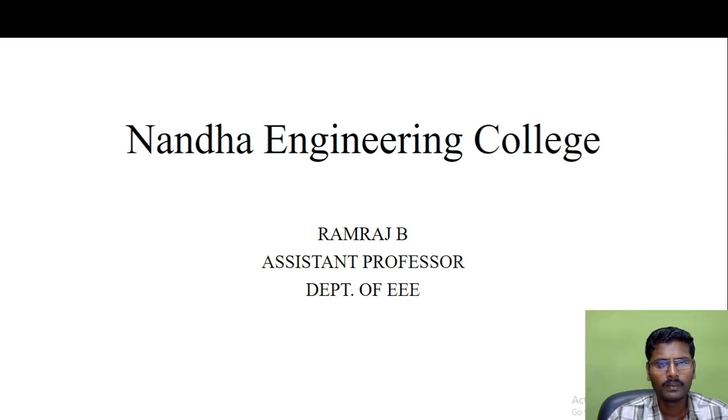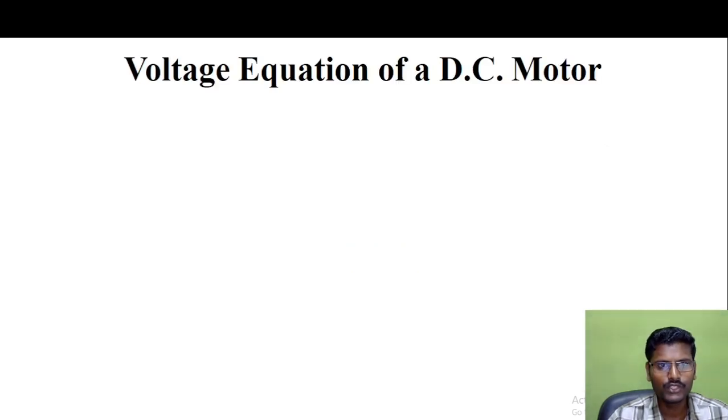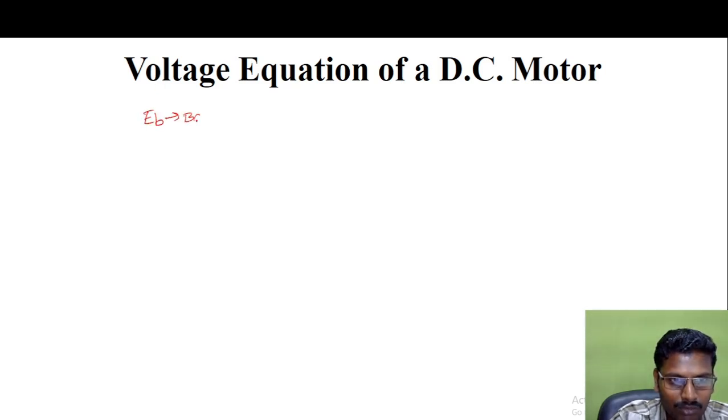Hi everyone. In this video, we are going to see the concept of the voltage equation of a DC generator. So what is voltage? Voltage is a kind of pressure, right? But in a DC motor, there exists a concept called back EMF, which is represented by EB.